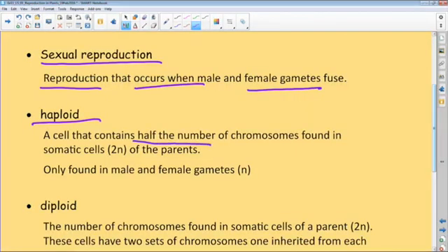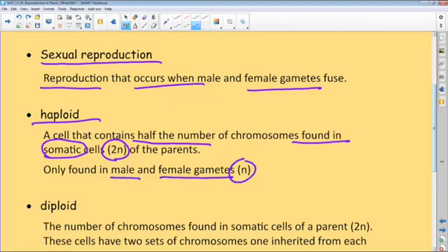Your egg is a haploid cell. Your gametes are haploid cells. Okay, and if we have a look at it, it's a cell that contains half the number of chromosomes found in a somatic cell. That's a nice big one. Somatic cell. A somatic cell is 2N, okay, which a somatic cell is the parent cell, okay, and it's only found in male and female gametes, the N cell.